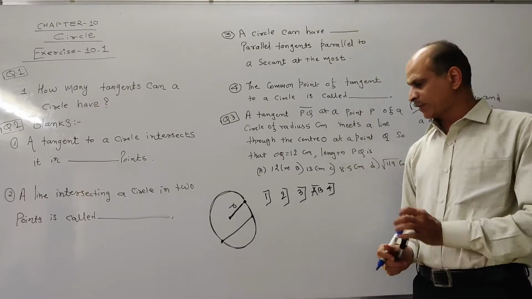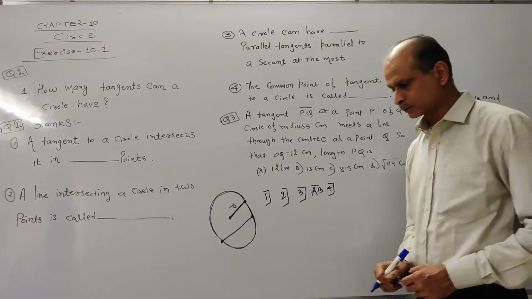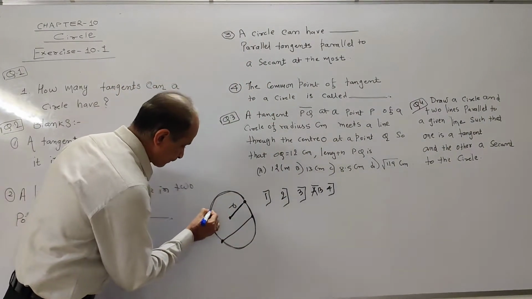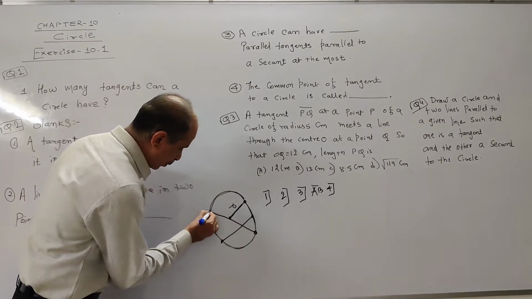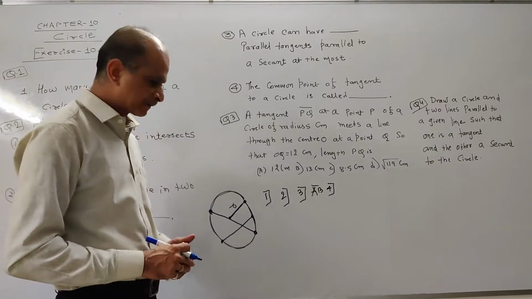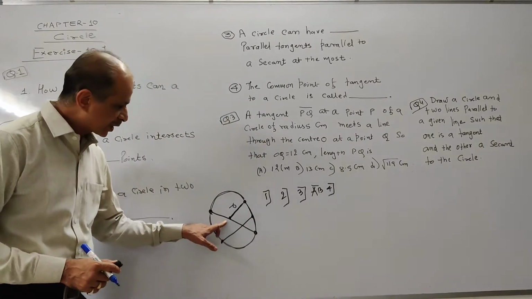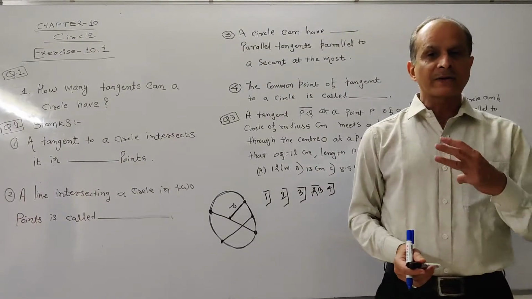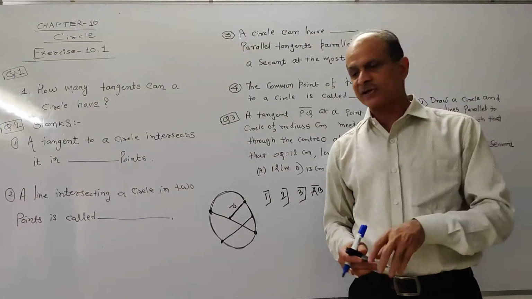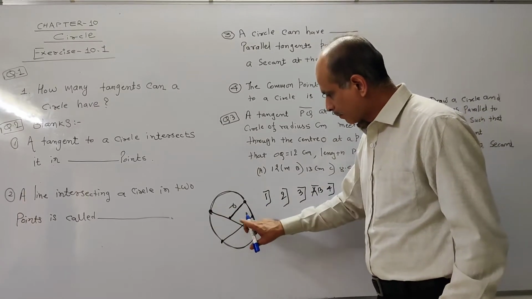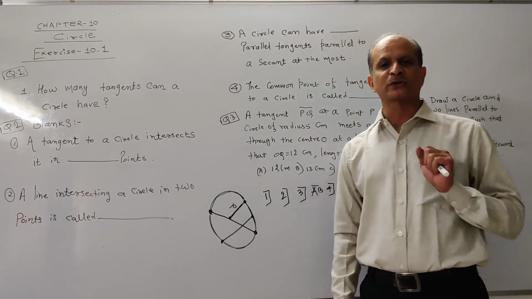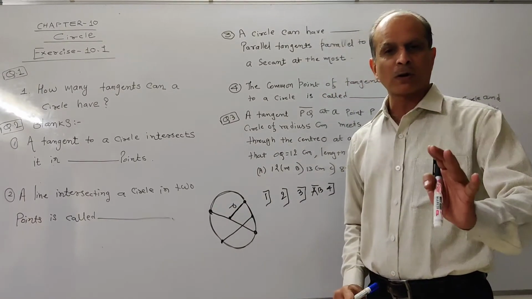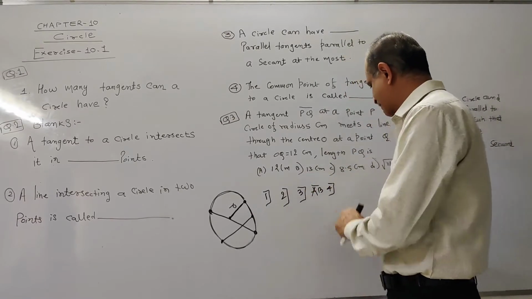Then we have discussed one very important concept, that is diameter. Double the radius is known as diameter. Or you can say a line segment whose both endpoints are points of a circle and which passes through the center of the circle is known as diameter. We have given three definitions of diameter. The second definition is a chord passing through the center of a circle is also known as diameter. And the third definition was the longest chord of a circle is known as diameter.